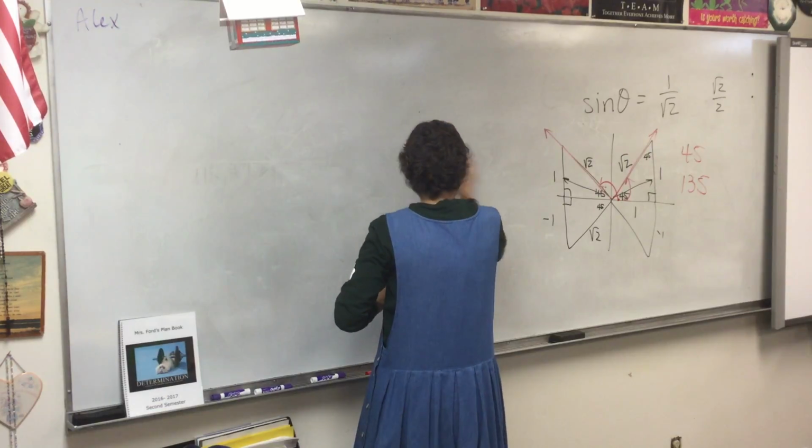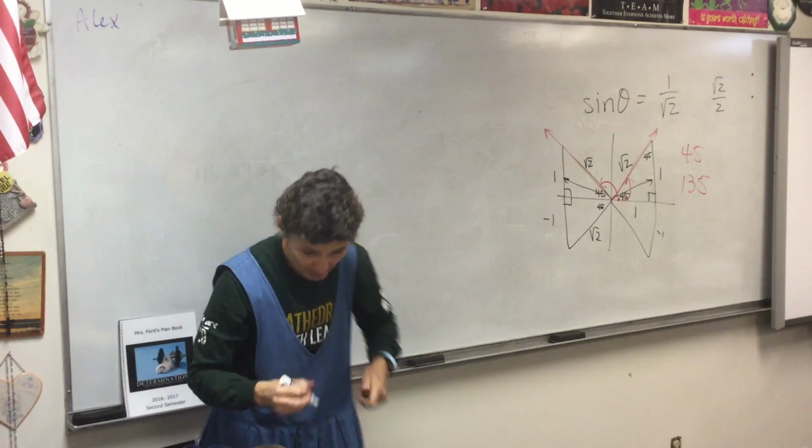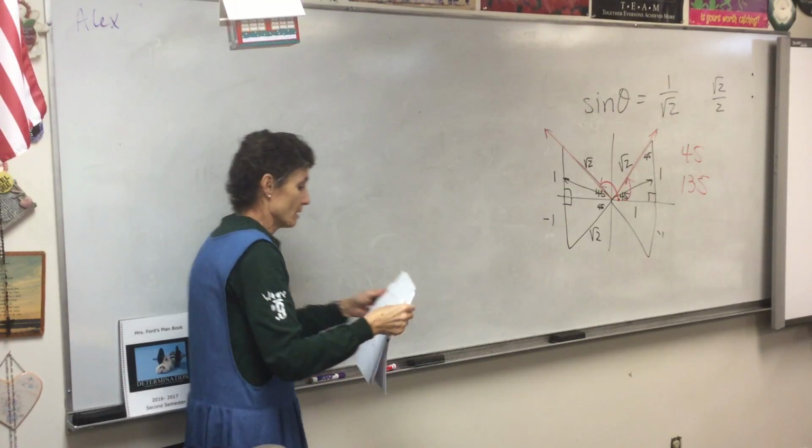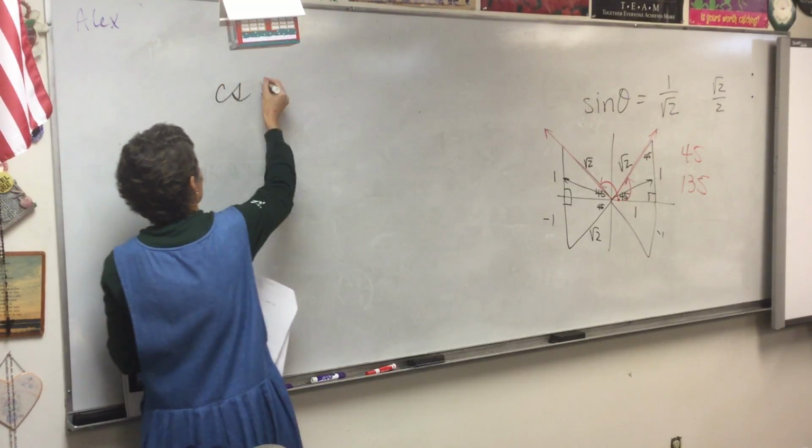All right, so let's see what the next one is. Things are starting to come together for us. What's the next one? Cosecant is 2/1.